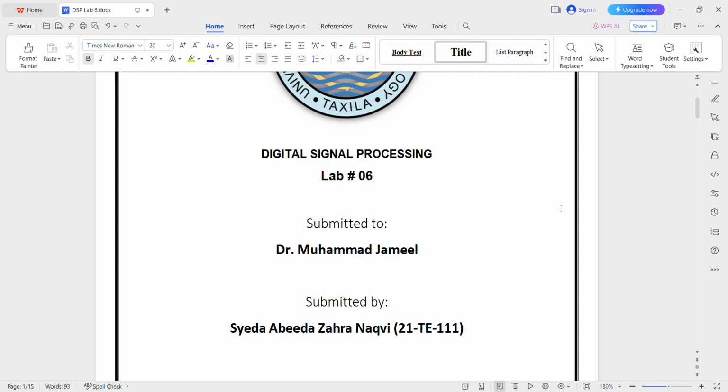Today I will discuss Lab 6, DFT Properties and FFT. The objective of this lab is the representation of discrete-time digital signals in the frequency domain with respect to FFT, resolution of spectrum, computation of magnitude, phase and power, spectrum leaking and avoiding spectrum leaking.